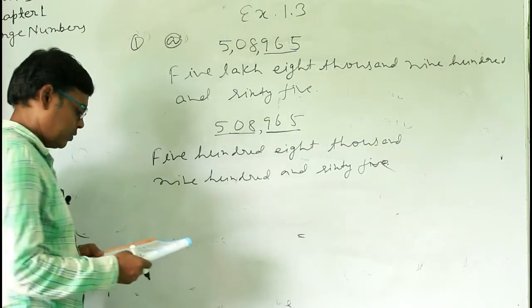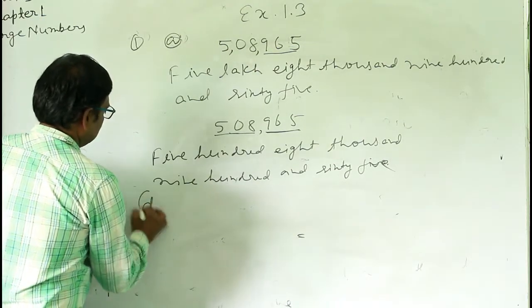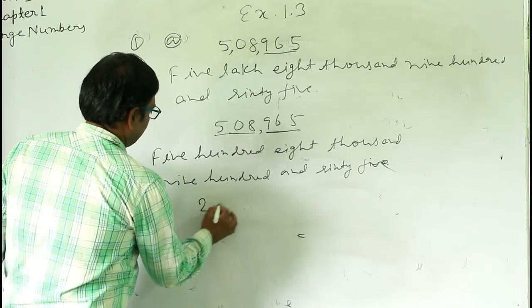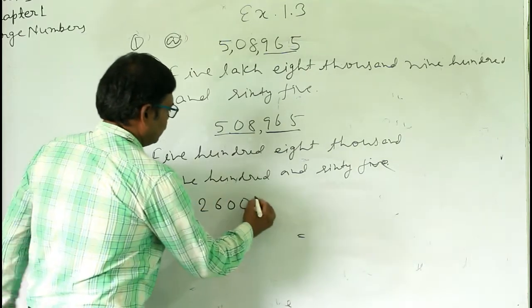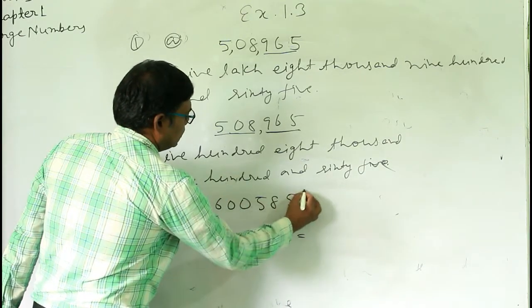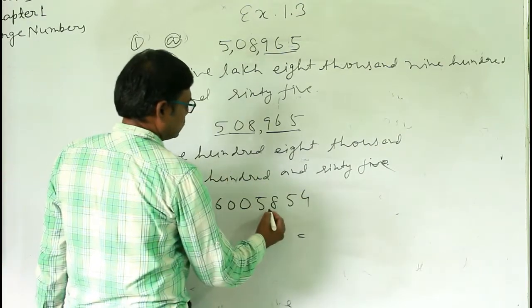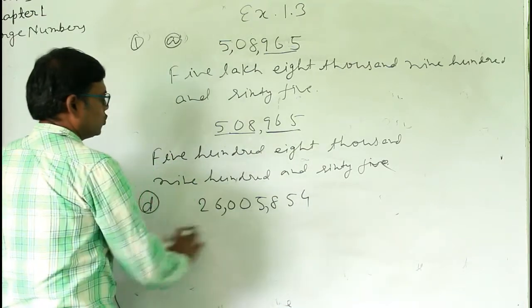Then I will take one more here. The question number D I will take. So in this case, D is 2600 and 5854. So this is the number. So first place the periods here, that is, a comma here in this case, and then this. Now this is the Indian system. So what is the name of this?